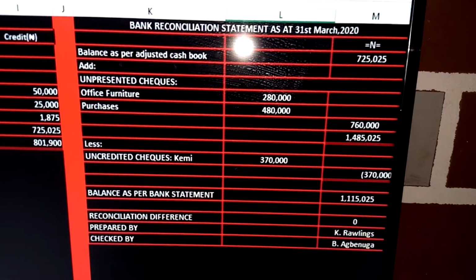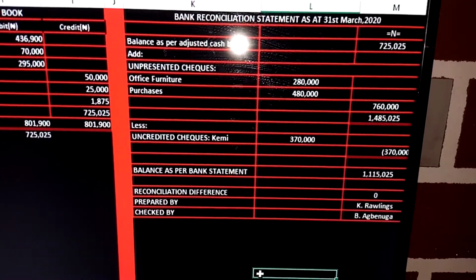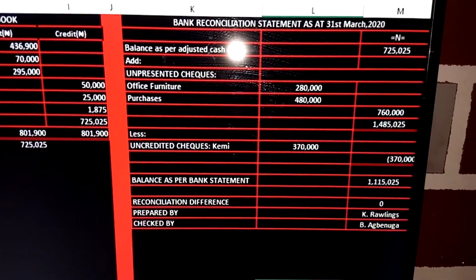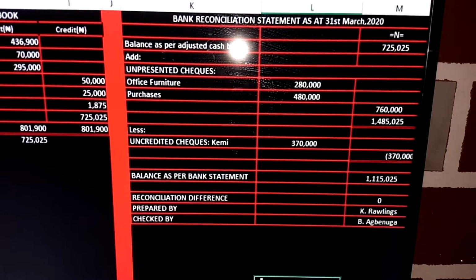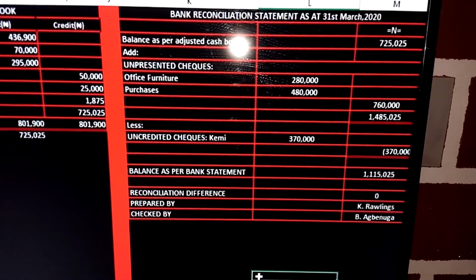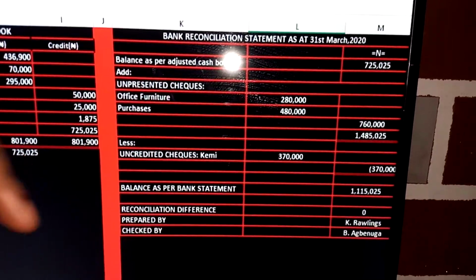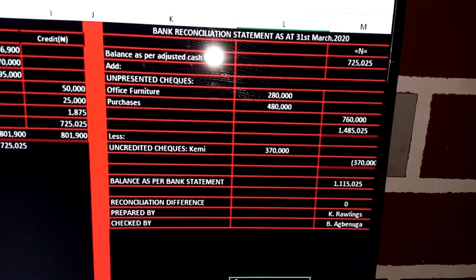Okay, now we have to prepare the bank reconciliation statement with what? Items in the cash book that are not in the bank statement. Remember, we prepared the adjusted cash book with items in the bank statement that are not in the cash book. Now you prepare the bank reconciliation statement with items in the cash book that are not in the bank statement. So let's go and check.